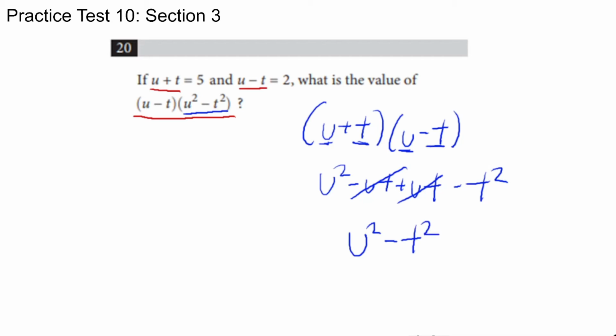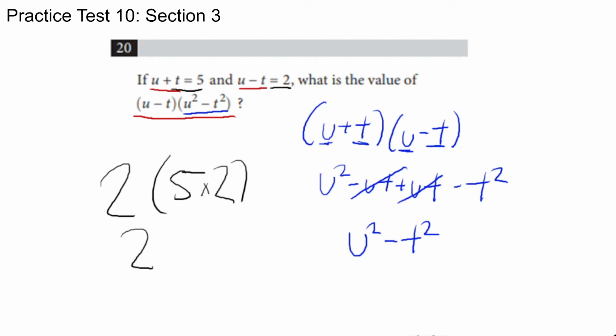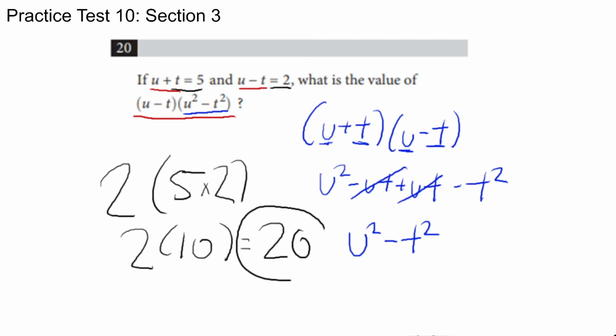The question says, what is the value of u minus t, which has a value of 2, times u squared minus t squared, which I know I get by multiplying u plus t, which has a value of 5, and u minus t, which has a value of 2. 5 times 2 is 10, and 10 times 2 is equal to 20. So 20 is going to be my answer.